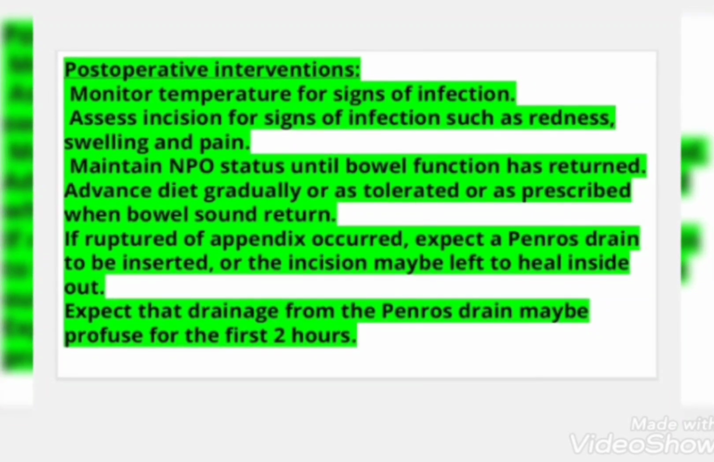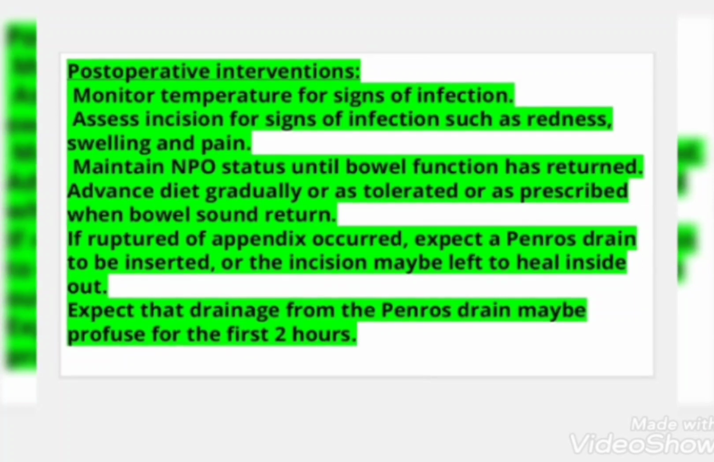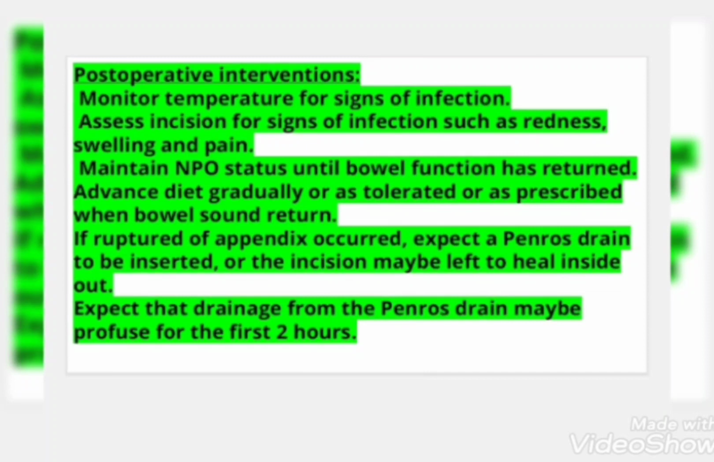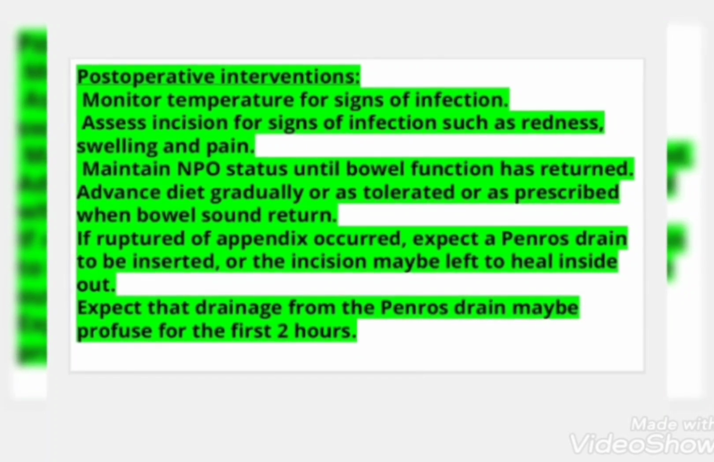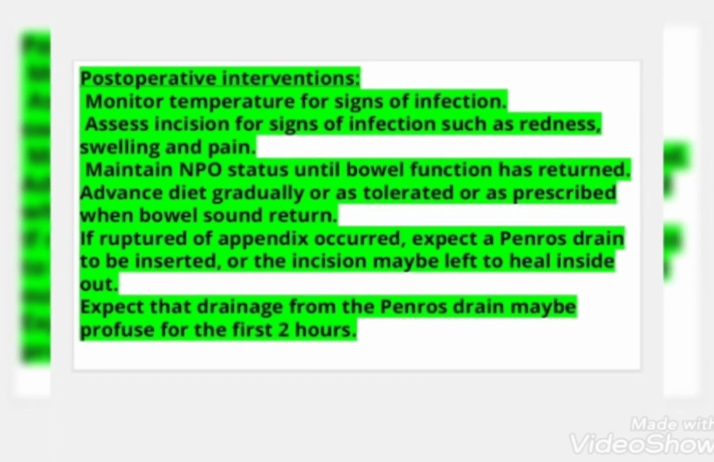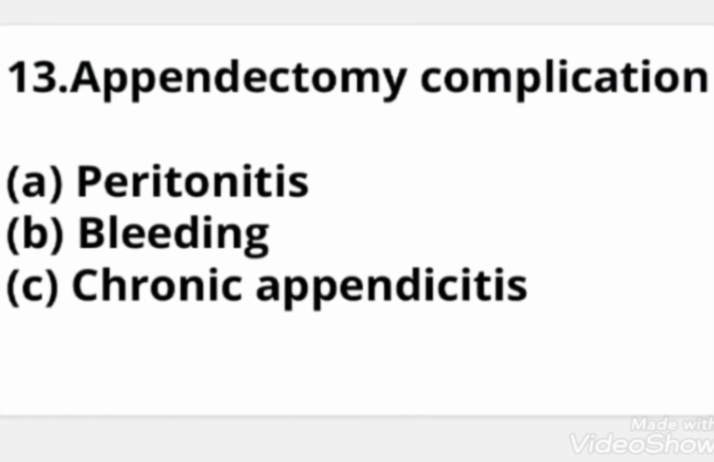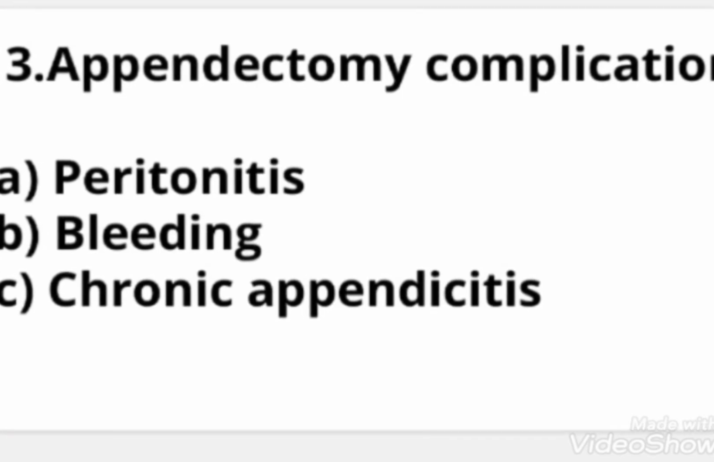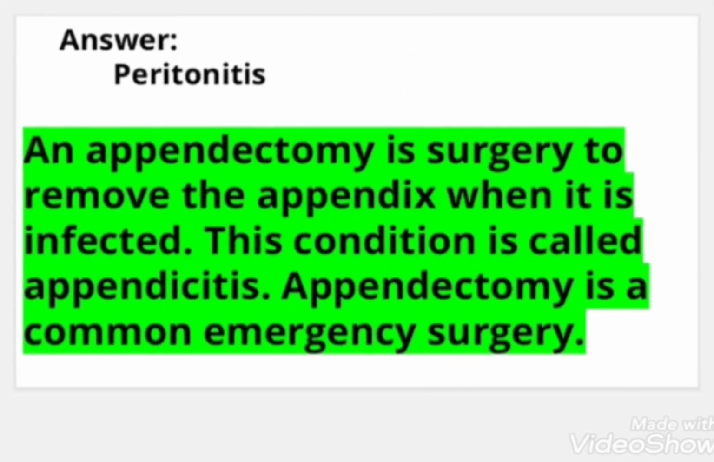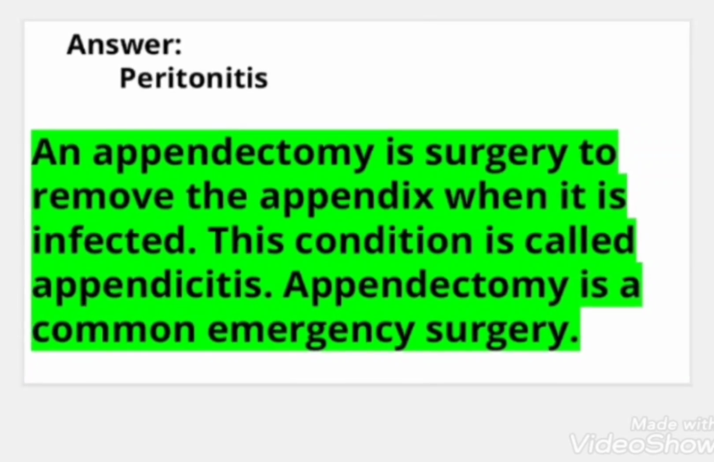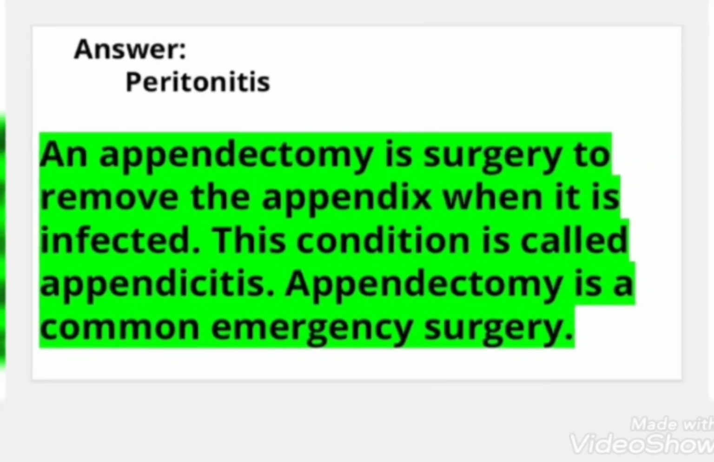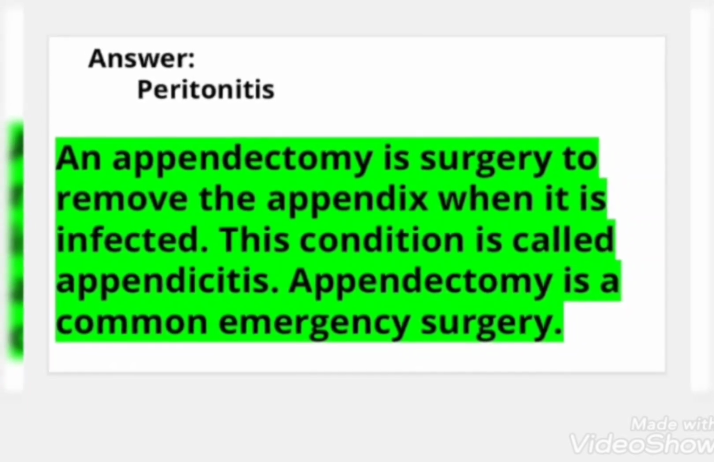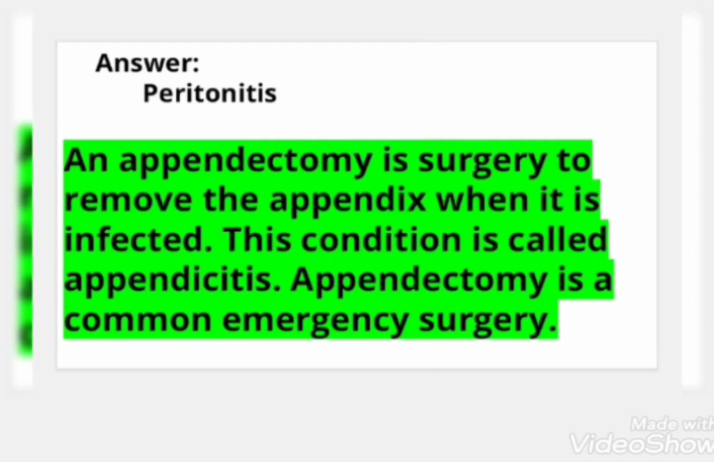If rupture of appendix occurred, expect a Penrose drain to be inserted, or the incision may be left to heal inside out. Expect that drainage from the Penrose drain may be profuse for the first 2 hours. 13. Appendectomy complication. A. Peritonitis. B. Bleeding. C. Chronic appendicitis. Answer: peritonitis. An appendectomy is surgery to remove the appendix when it is infected. This condition is called appendicitis. Appendectomy is a common emergency surgery.